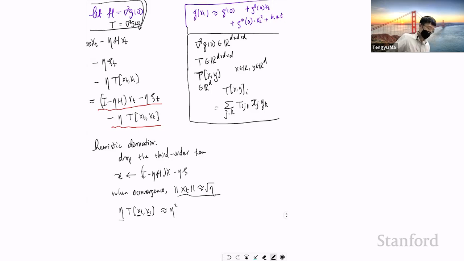Why is this very small? Eta squared is much smaller than, for example, eta cosθ, right? But that probably is not fair because cosθ is doing some random stuff. But eta squared is also much smaller than even just eta h xt, which is on the order of eta to the 1.5.